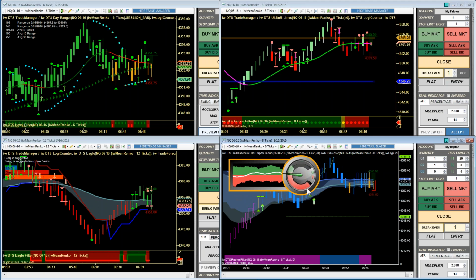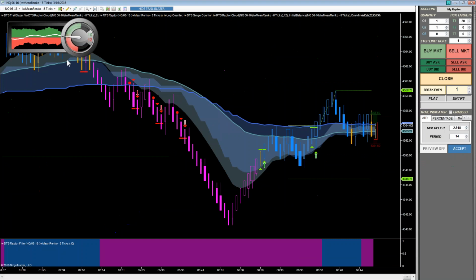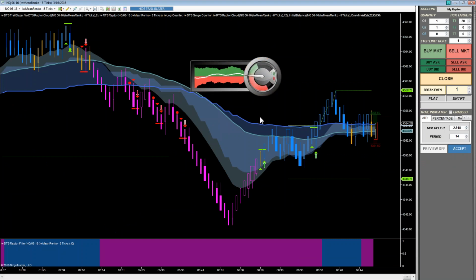The Geiger counter gives you immediate volume. Actually, I can go back here to the Raptor and show all this. The Geiger counter will give you the immediate volume feedback. So it does it via the histogram, it does it via the needle. The needle will change color depending on whether the market is more bullish or bearish, and it does it via this dial, especially when the dial pulls hard to one side and holds, as it is doing right here.